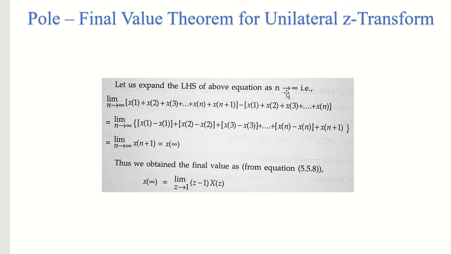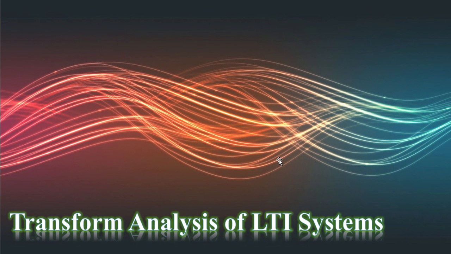So that will be the final value theorem of your unilateral Z transform, and these were the properties of my unilateral Z transform. Now the thing which I wanted to discuss will be the transform analysis of my LTI systems. So when we see the transform analysis of LTI systems, what we are basically going to do is use the Z transform of signals for the analysis of my LTI systems. And in order to do that, initially we have to understand the pole zero plots.